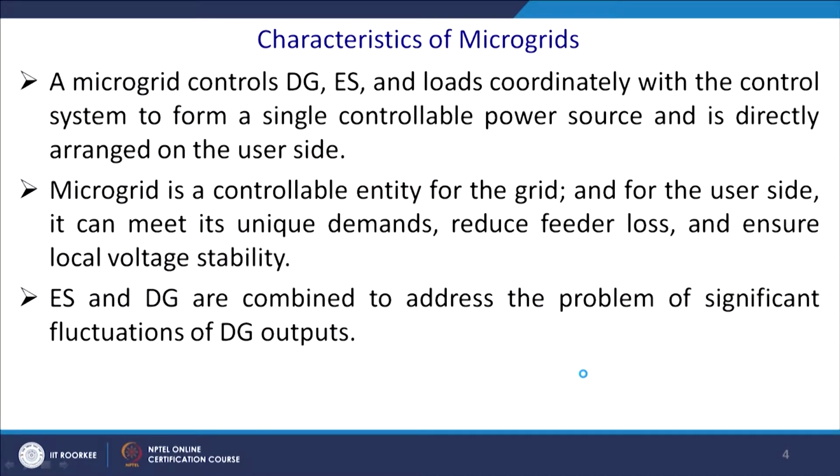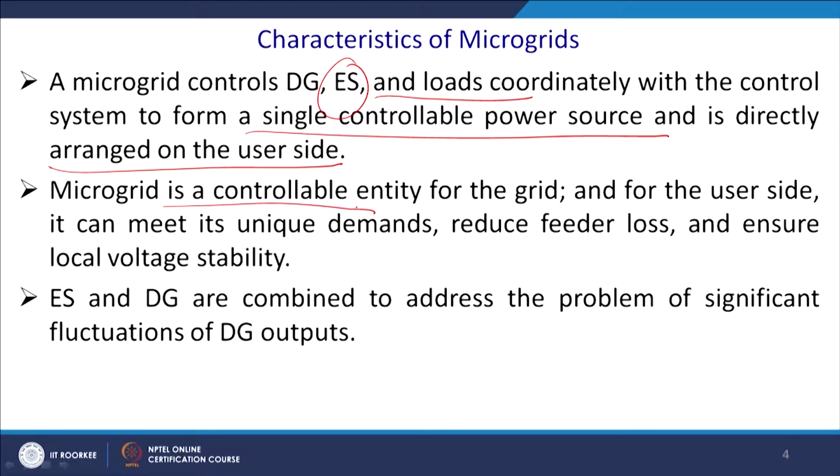In a microgrid, the controlled distributed generation, storage elements, and loads coordinate themselves with the control system to form a single controllable power source, directly arranged to the end users. So, this is something we have to understand. This whole thing itself is an entity. A microgrid is a controllable entity for the grid and from the user side, and it can meet the unique demand. So, you may have particular functions at a particular microgrid.